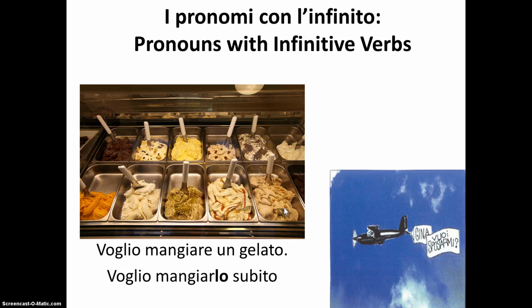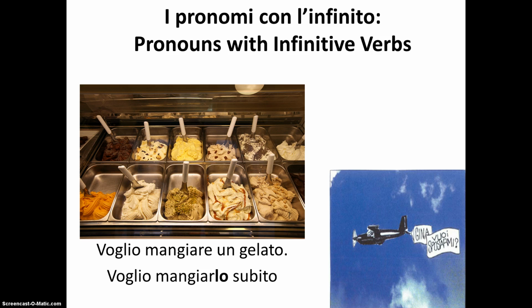I pronomi con l'infinito, pronouns with infinitive verbs. In this lesson, we will look at how to use both direct and indirect object pronouns with infinitive verbs. Remember that an infinitive verb is the verb in its unconjugated form, the verb with its are, ere, or ire ending still in place. You usually find infinitive verbs in sentences in Italian when you have two verbs in a row. For example, voglio mangiare un gelato.